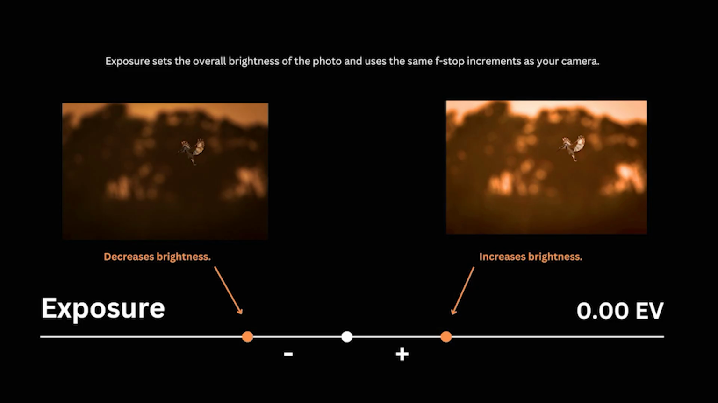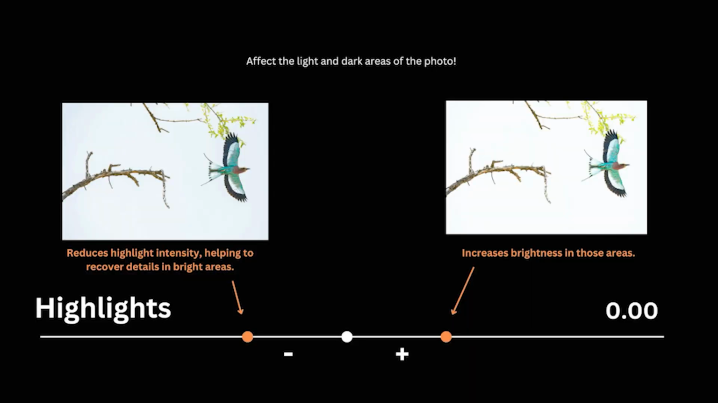The exposure slider adjusts the overall brightness of an image. Moving it to the right increases brightness, while moving it to the left decreases it. This helps in correcting under or overexposed photographs. The highlight slider in Lightroom adjusts the brightness of the lighter areas of your image. Moving it to the left reduces highlight intensity, helping to recover detail in bright areas, while moving it to the right increases the brightness in those areas.